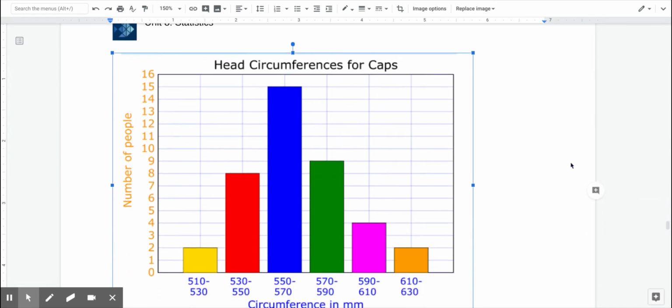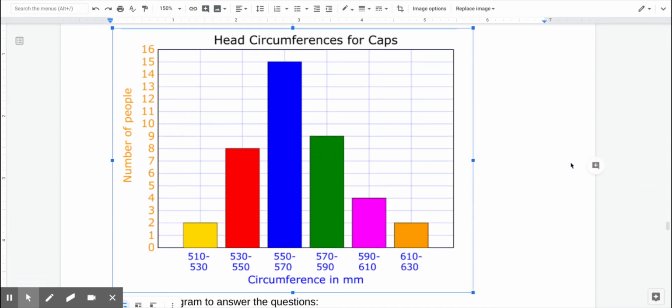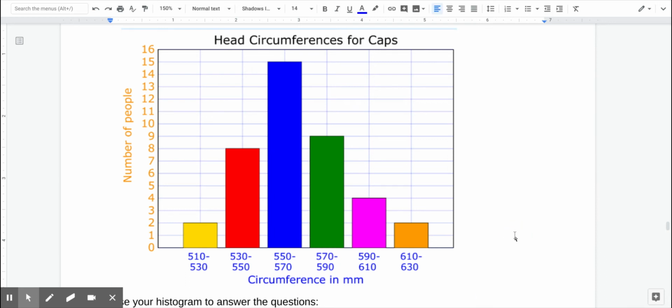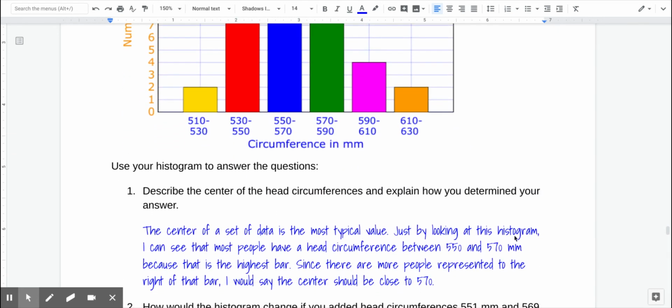So here are my head circumferences for caps. I've labeled my y-axis, the number of people, my x-axis, the circumference in millimeters. And then I can use that to answer some questions.